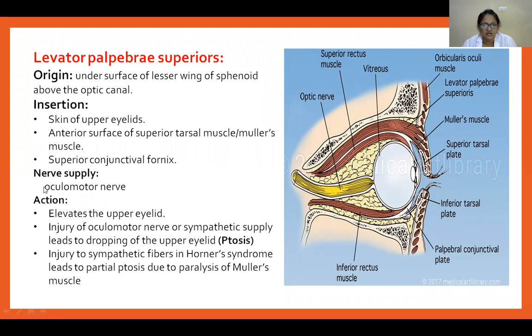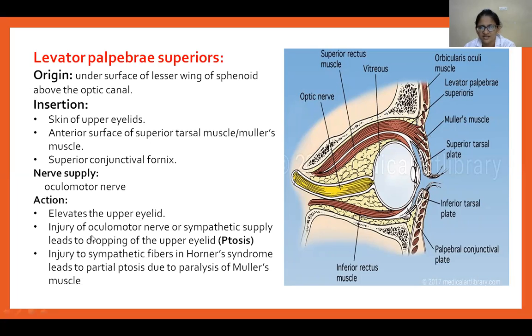Next, nerve supply for this levator palpebrae superioris. It is supplied by the superficial branch of the oculomotor nerve. What is the main action of this levator palpebrae superioris? Coming to the action, it elevates the upper eyelid. This is the main function here. Which muscle is useful for the elevation of the upper eyelid? Levator palpebrae superioris muscle, which elevates the upper eyelid.